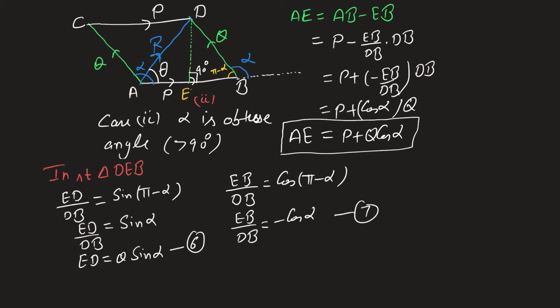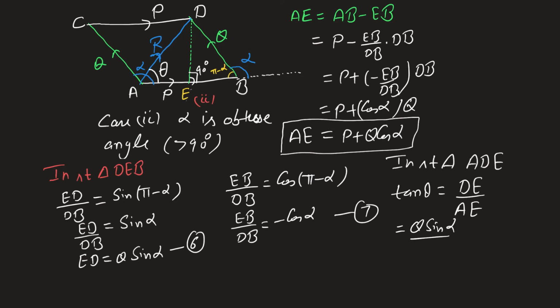Now in right angle triangle ADE, tan theta will be equal to ED upon AE. This angle is theta. So ED, we have D or ED, both are equal. So likewise we can calculate, this will be Q sin alpha, and AE is P plus Q cos alpha.